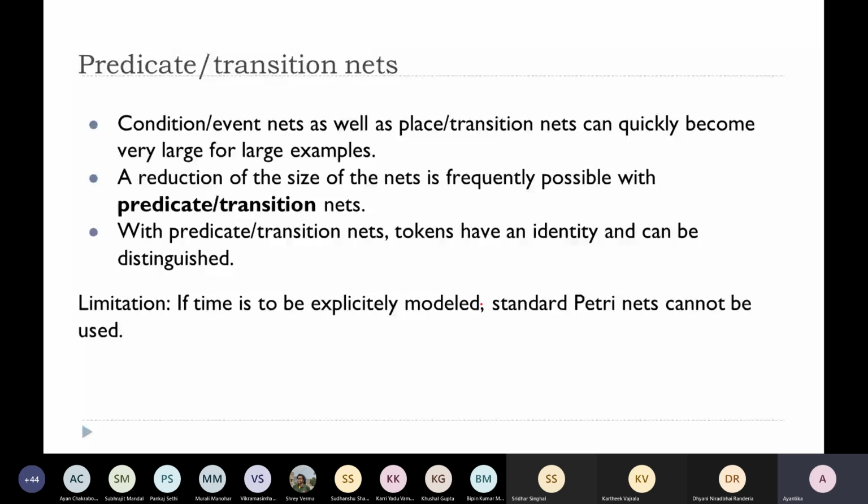We'll see one practical example with this Petri net, and then we will see what properties we should analyze to make it a more prominent modeling technique.